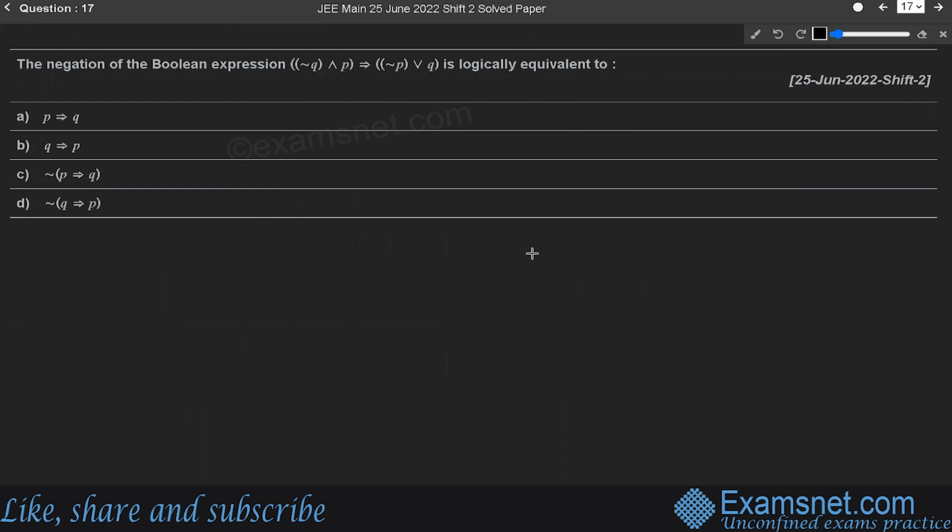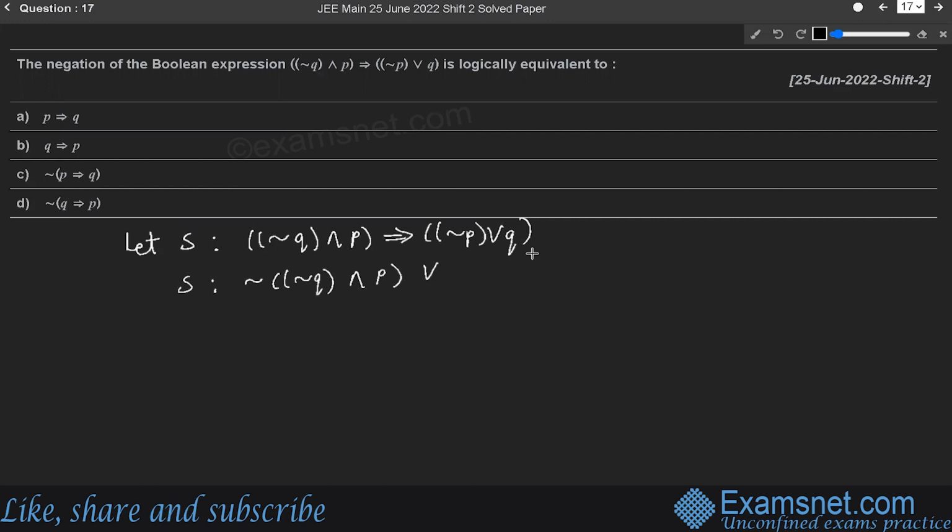Next question is the negation of the Boolean expression. The expression is negation of Q, P implies negation of P, is logically equivalent to. So let S such that the given negation. So this will be S such that negation of Q with P, also negation of P with Q.